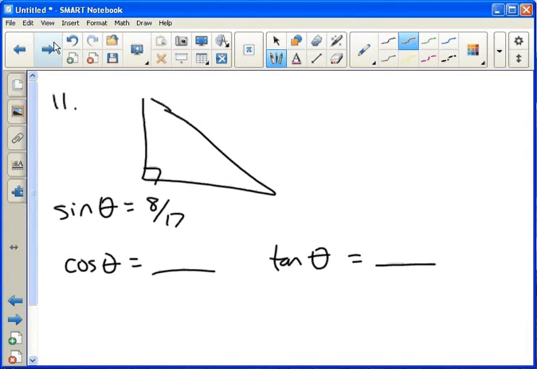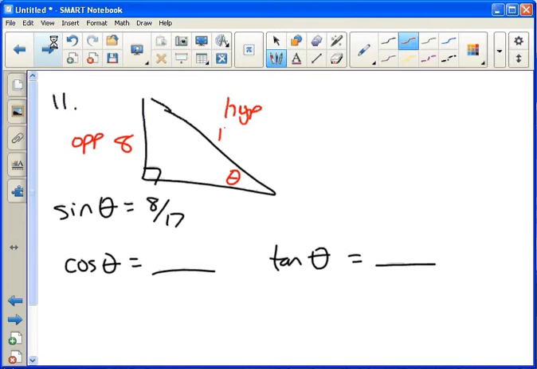Alright, so here in number 11, we're not given a picture, so I drew a triangle, and I'm just going to choose to put theta here. Sine is opposite over hypotenuse. Well, this would be my opposite, and this would be my hypotenuse. So sine is 8 over 17, so 8 and 17 go there.